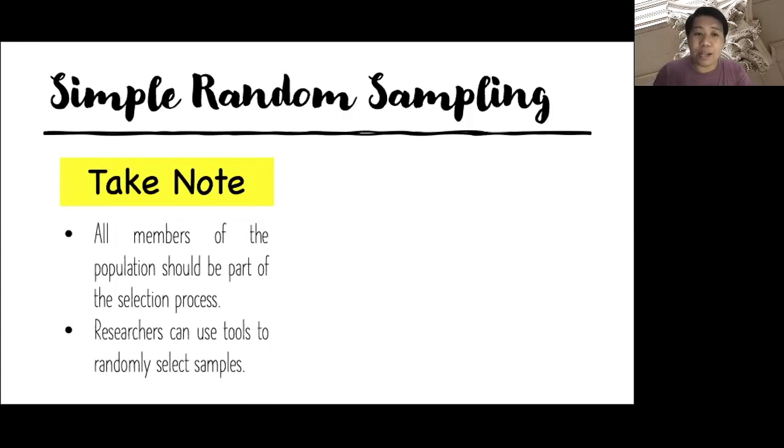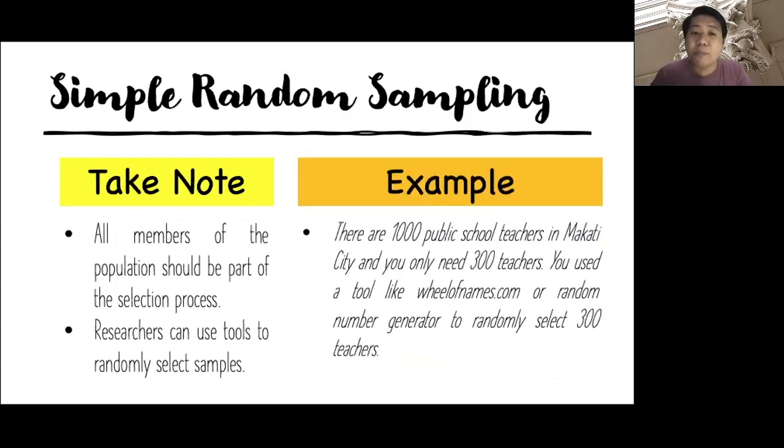So anong example natin dito? There are 1,000 public school teachers in Makati City and you only need 300 teachers. You use a tool like wheelofnames.com or random number generator to randomly select 300 teachers. So may iba-ibang electronic tools na ginagamit po ngayon na pwede nating utilize para isagawa itong simple random sampling.